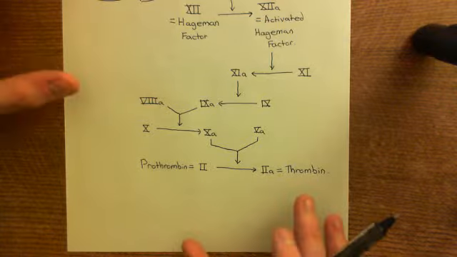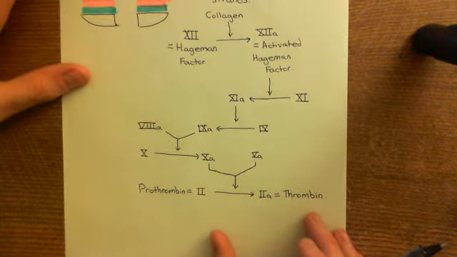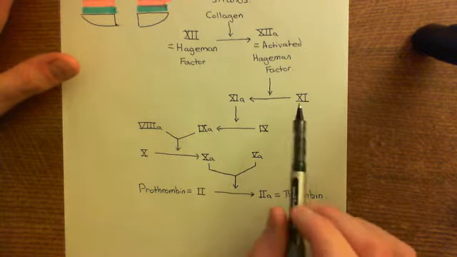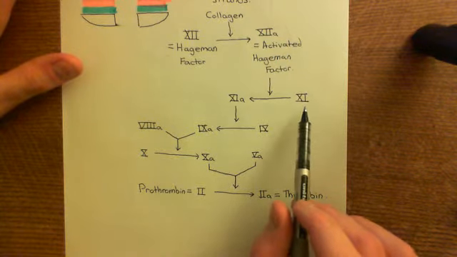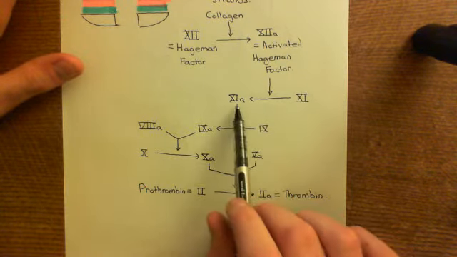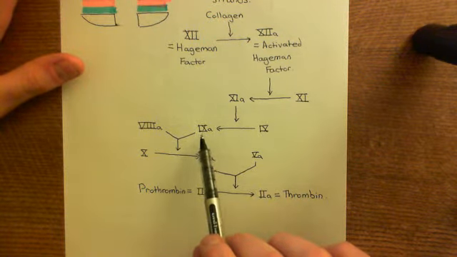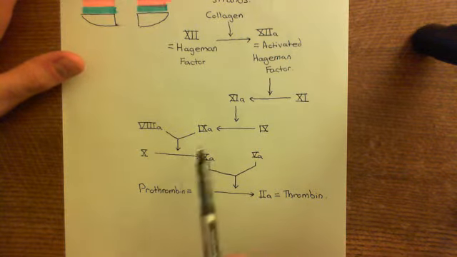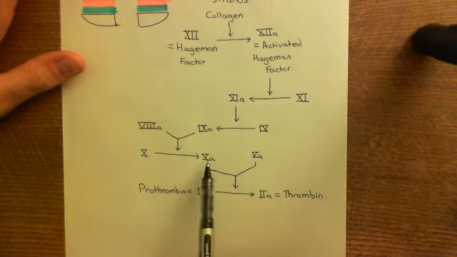So we've seen that exposed collagen is going to activate the conversion of factor 12 to factor 12A, or activated Hageman factor, and then factor 12A in turn is going to activate factor 11 into factor 11A. Factor 11A will then activate factor 9 into 9A, and 9A, once it's bound its cofactor, which is 8A, will then activate 10 to 10A.